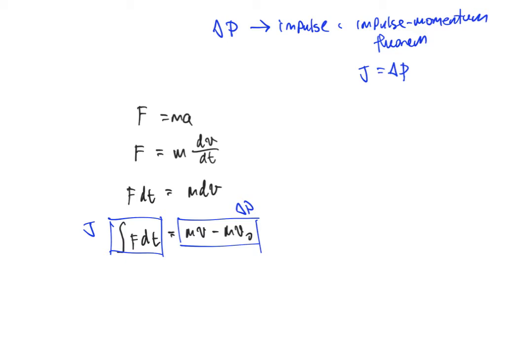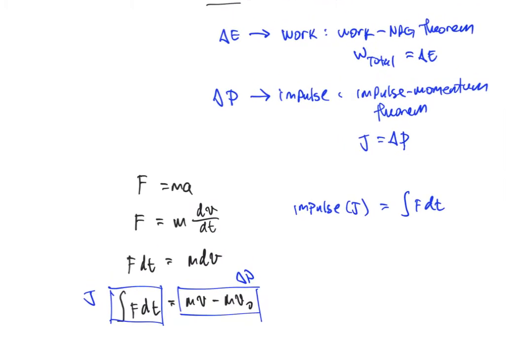So that tells us what impulse is. Impulse, abbreviated J, is equal to the integral of F dt. If we go back to the work-energy theorem, remember that work is force times distance, the integral of F dot dx. Here, impulse is force times time, or the integral of F dt.